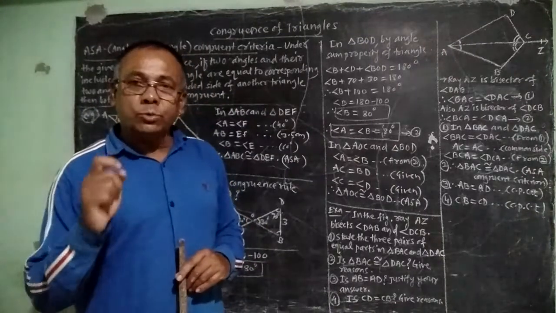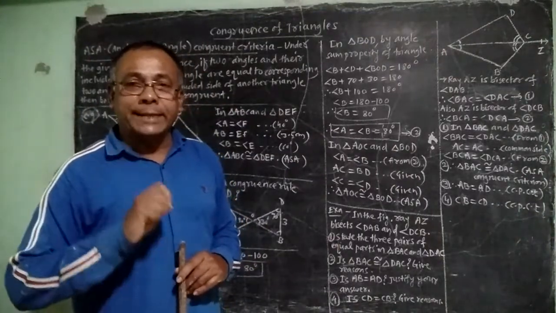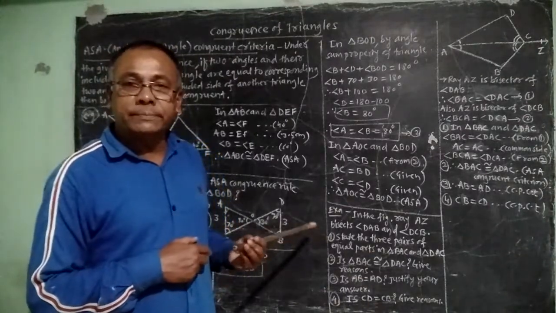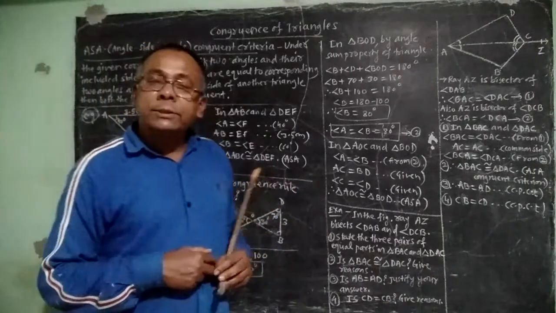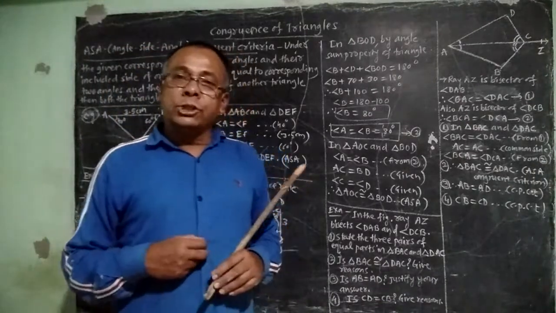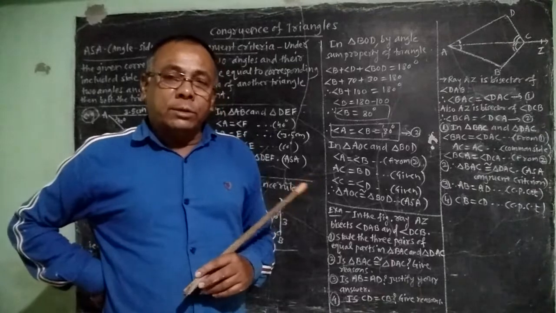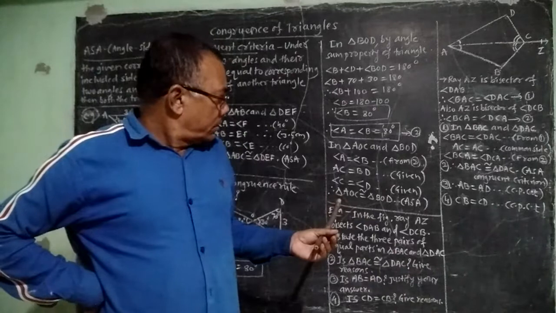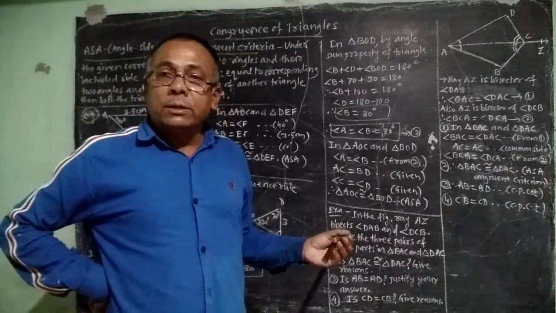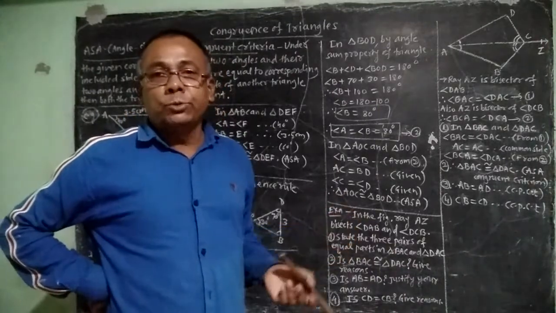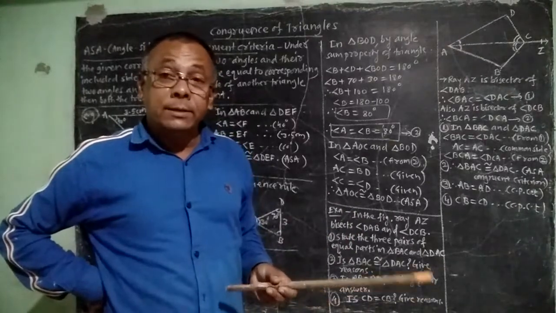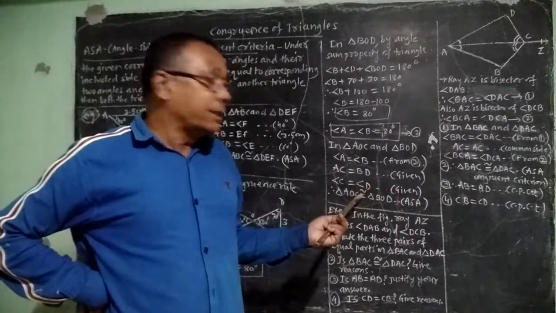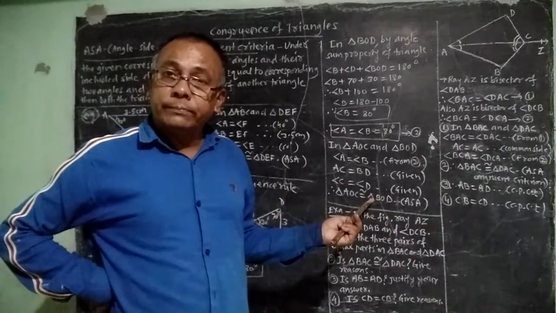So do you understand how to apply the congruence criteria, or ASA congruence criteria, to solve the examples? Means if the situation is not feasible for the congruency of the two triangles, then we have to find what is needed so that the two triangles will be congruent.